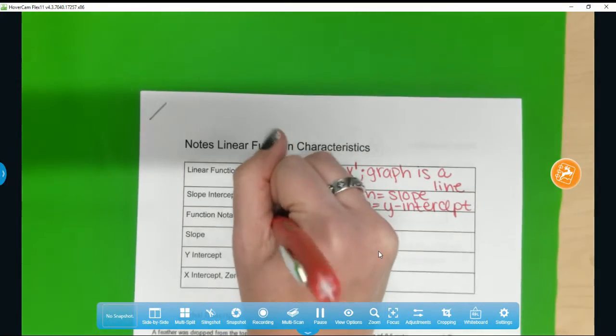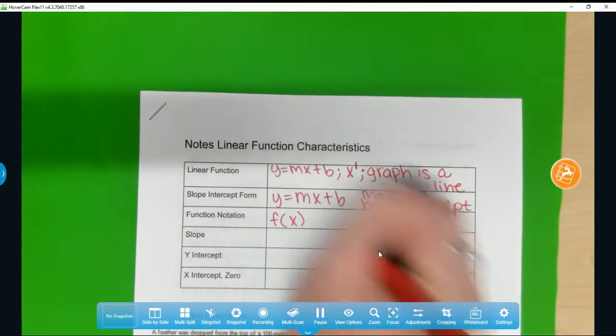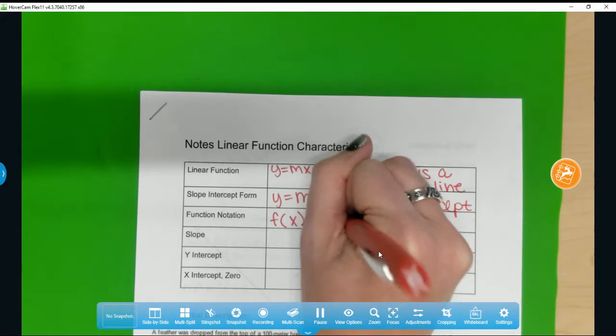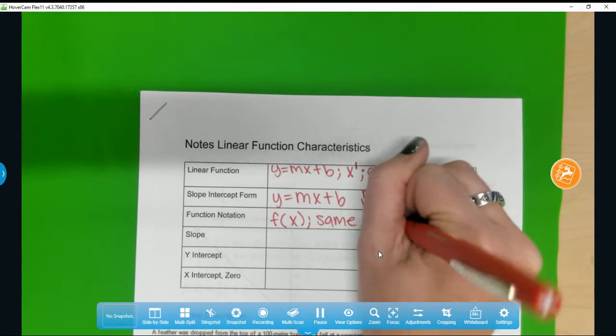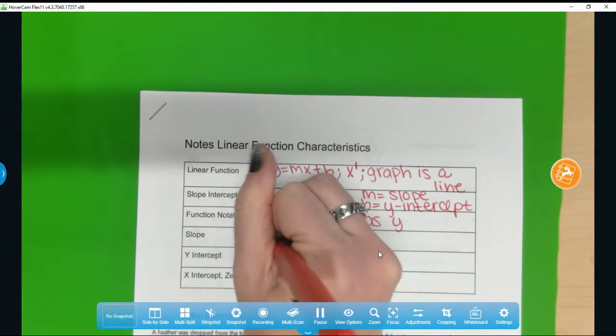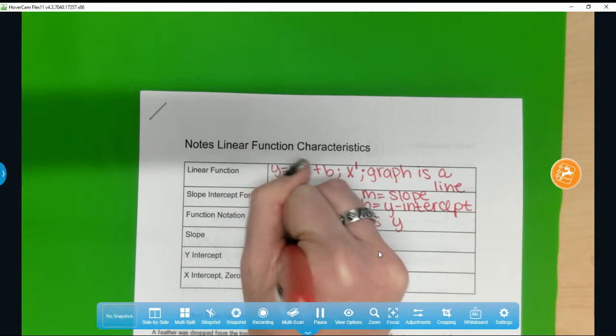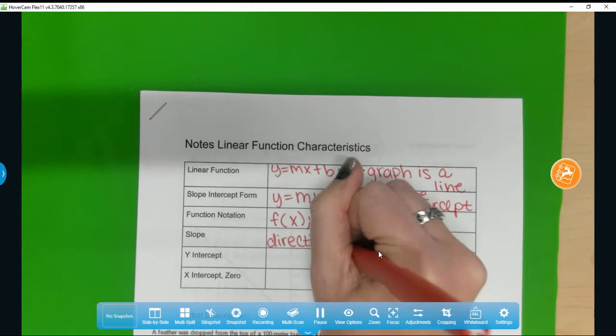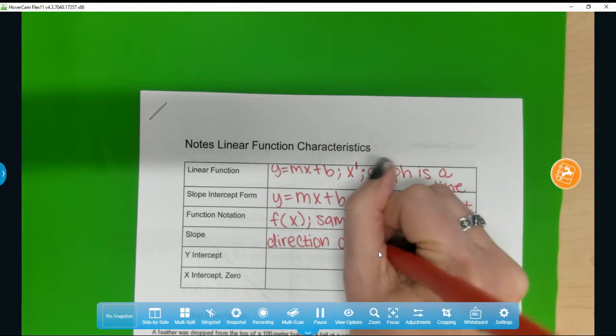Function notation, remember, is f of x. It's the same as y. Slope is the direction and steepness of a line.